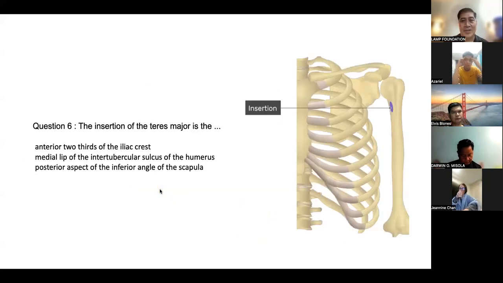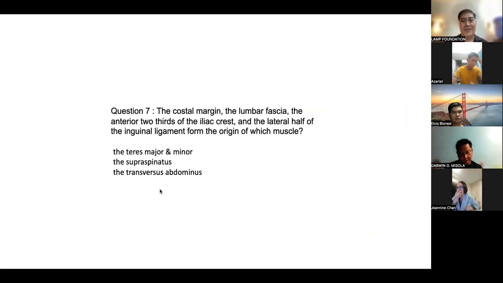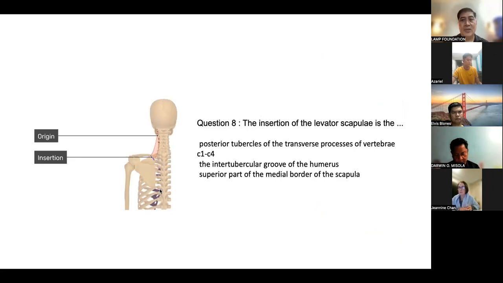Okay, insertion of the teres major is? Medial lip of the intertubercular sulcus of the humerus. Good. Wala pang mali. Costal margin, lumbar fascia, anterior two-thirds of the iliac crest, and the lateral half of the inguinal ligament form the origin of which muscle? The transversus abdominis. Great. Insertion of the levator scapulae is? Superior part of the medial border of the scapula.